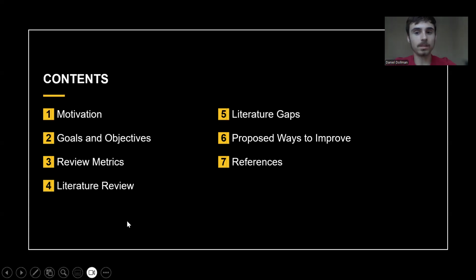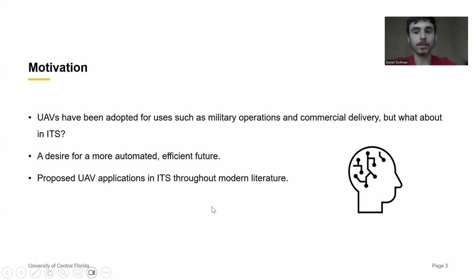So these are the contents of my presentation. We're going to start off with the motivation. UAVs have already been utilized for many different applications, such as military operations and commercial delivery, as has been seen with companies like Amazon. But what about using UAVs for ITS?